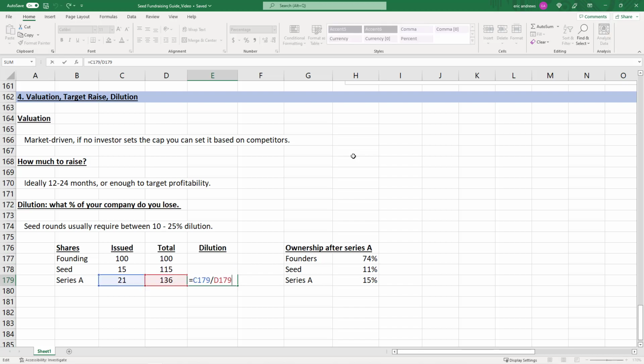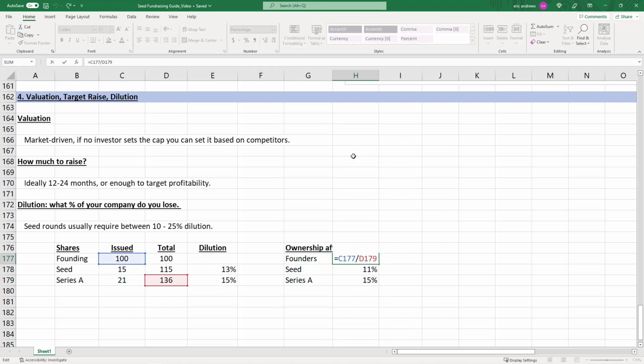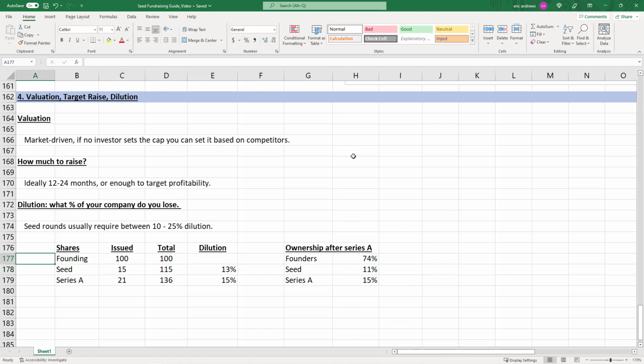And in the Series A, let's say we issued another 21 shares, and now the total is 136 shares. That's another 15% dilution. So the founders, between the founding of the company and the Series A, owned 100% of it. Now they own 74% of it. They lost 11% in the seed round and 15% in the Series A. So just to get an idea of how dilution works.